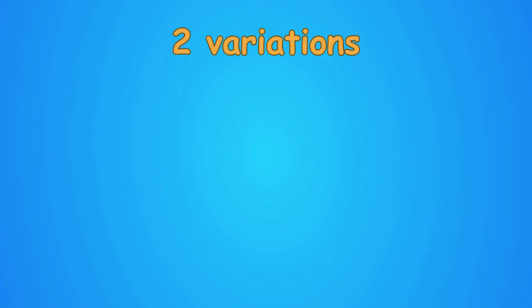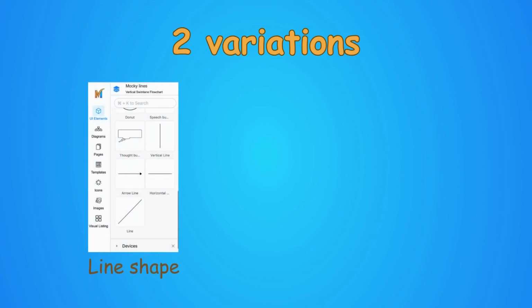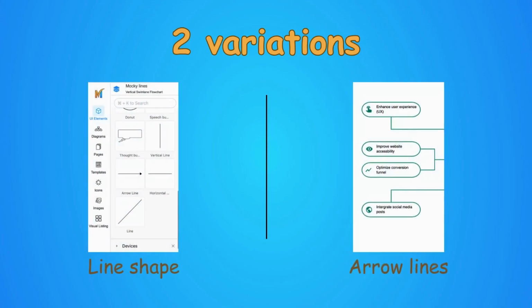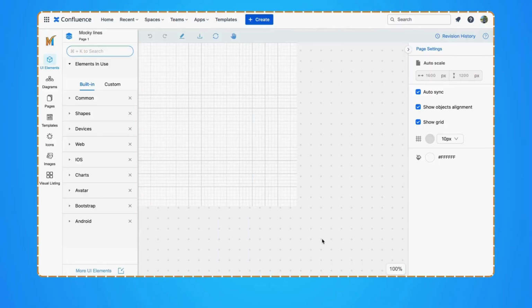There are two variations of lines in Mocky. One is the line shape and the other is the arrow lines of the diagram. First, let's take a look at Mocky line shape.